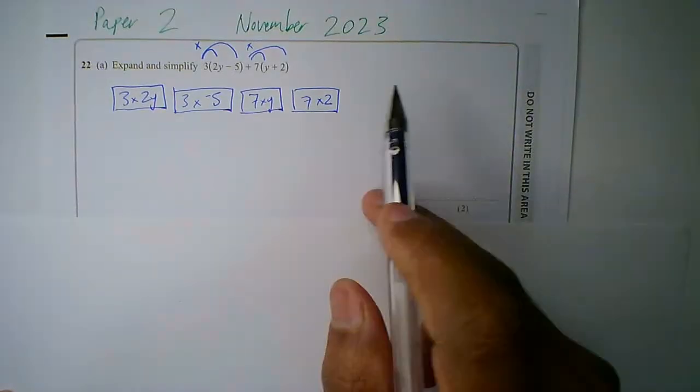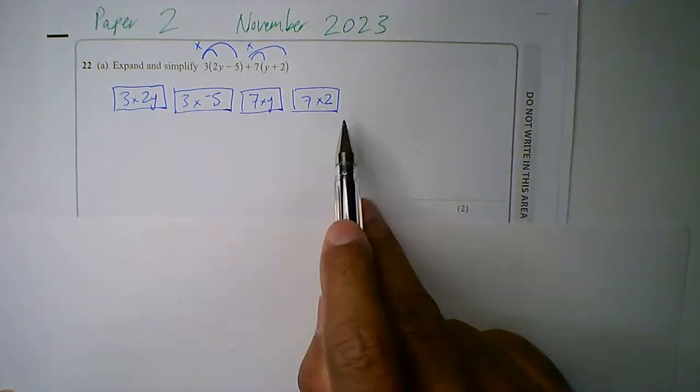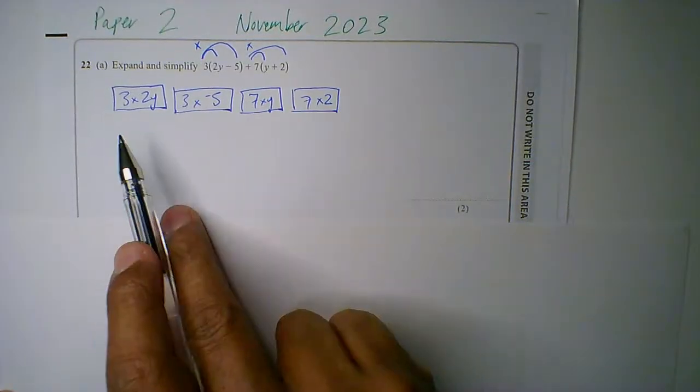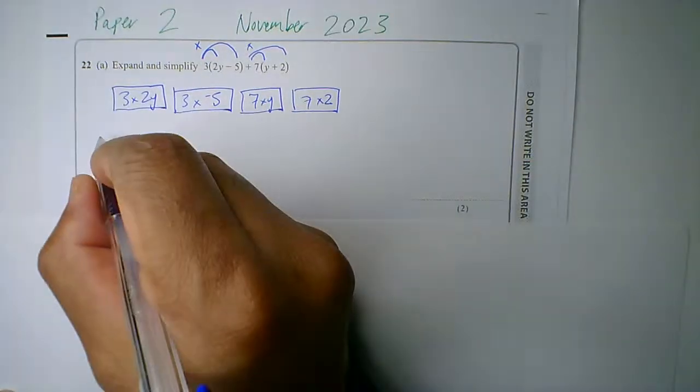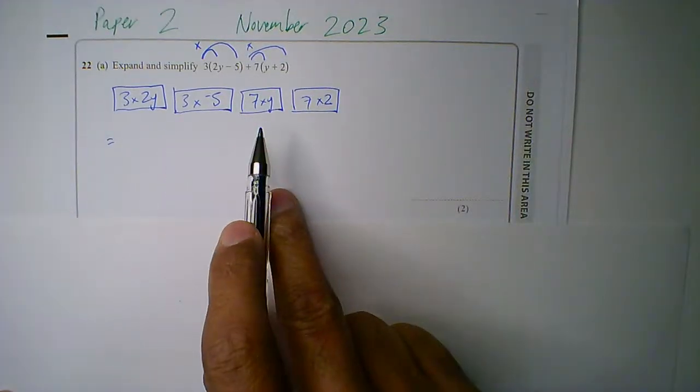Okay. Now, as you get more and more confident, you don't need to draw the boxes, but I'm just drawing them out just to make it clear. And just by doing that as well, you can get a method mark, okay? Because you will get 4 terms. You're expanding out the brackets.